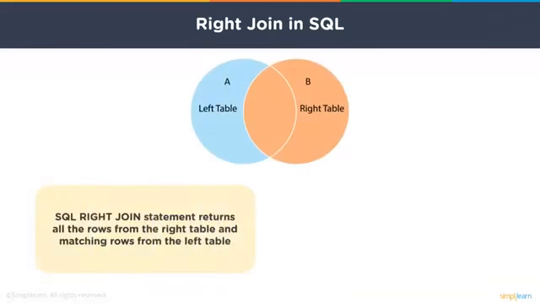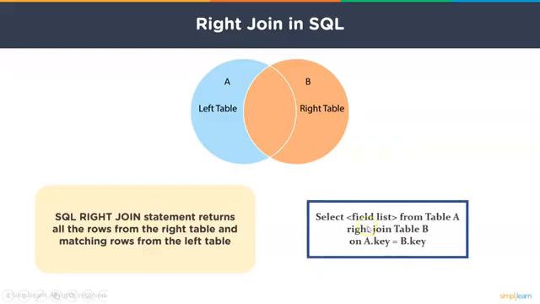So the SQL right join statement returns all the rows from the right table and only matching rows from the left table. So here you can see we have our left table as A and the right table as B. So the right join will return all the rows from the right table and only the matching rows from the left table.